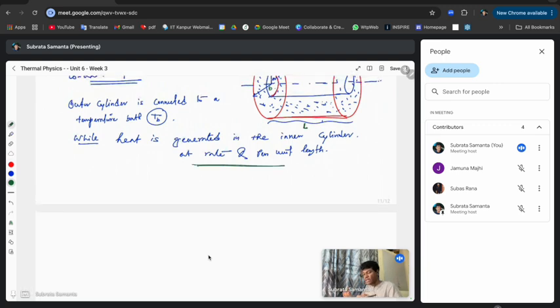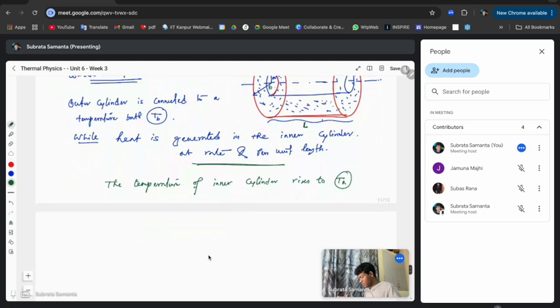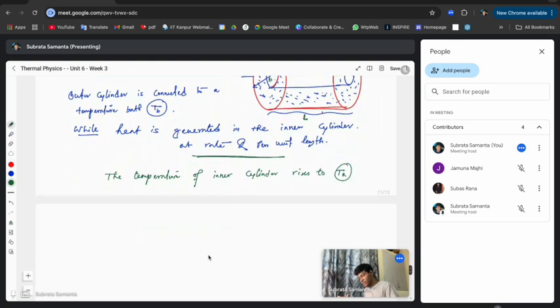right. So heat is generated in the inner cylinder, and let's say that the temperature of the inner cylinder after some time rises to T_A, and the outer cylinder has a temperature bath T_B. So then what is the rate?